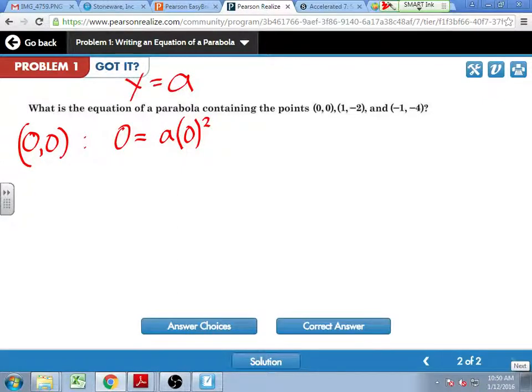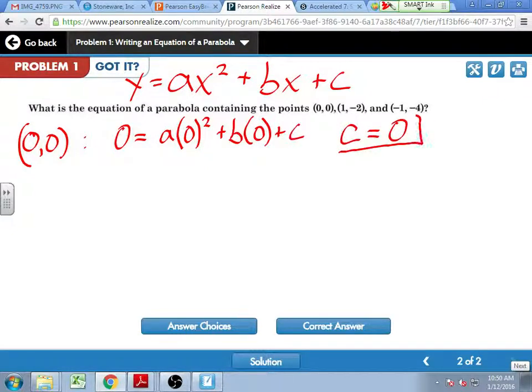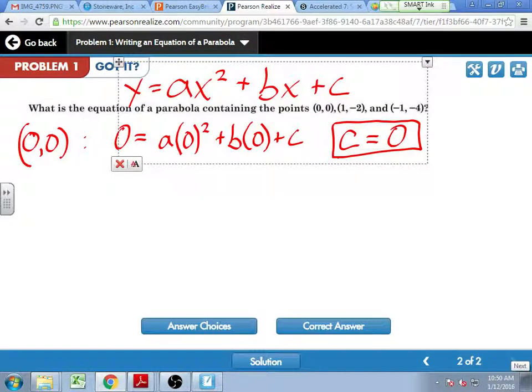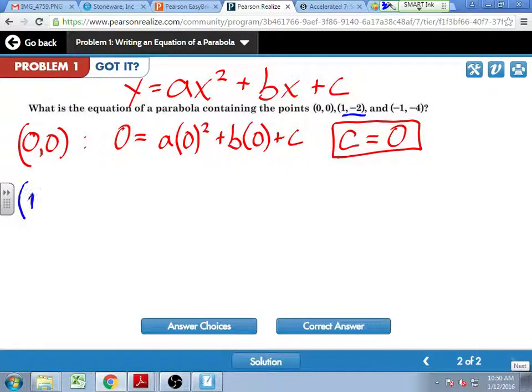So we know all of this is working in y equals ax squared plus bx plus c. So c must equal 0. That's what I find from using my first point. My next point I will use blue for. So I'm going to use 1, -2, and plug in.